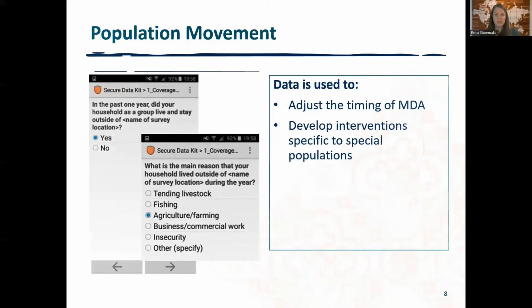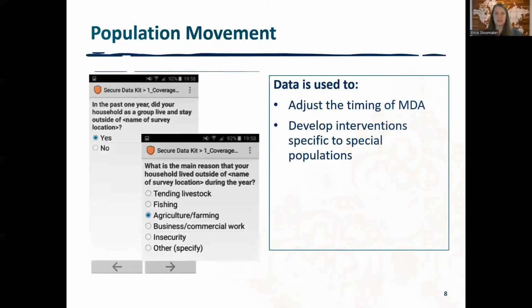We follow up these questions by asking if any individual household member lived or stayed outside of the survey location. Asking these questions in the household questionnaire helps us to avoid missing anyone that may not have had the opportunity to respond during the individual interviews. Some country programs also opt to add more specific questions around population movement into the individual questionnaire. Understanding population movement is incredibly helpful in planning for future MDA interventions.